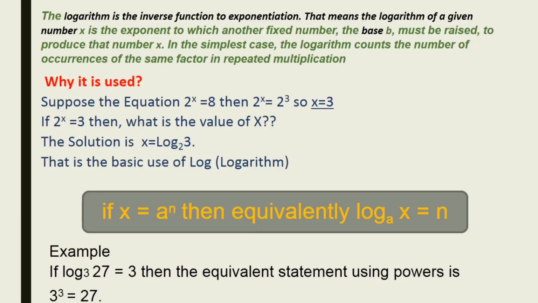If x equals a to the power n, then equivalently log x base a equals n. Example: if log 27 base 3 equals 3, then the equivalent statement using powers is 3 to the power 3 equals 27.